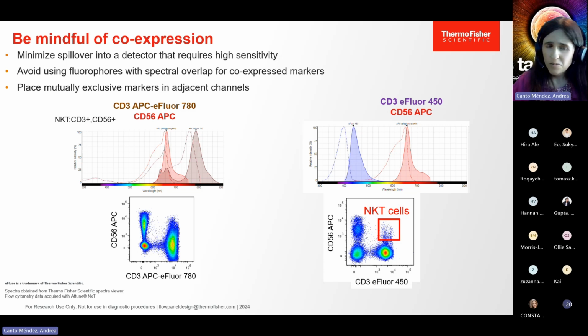Now, when we go to analyze our data, we see that it is not really possible to distinguish our double positive population. There is a high widening of the signal throughout the APC channel, and this is really not a very good way to identify our cells.